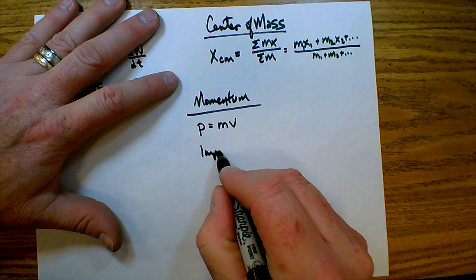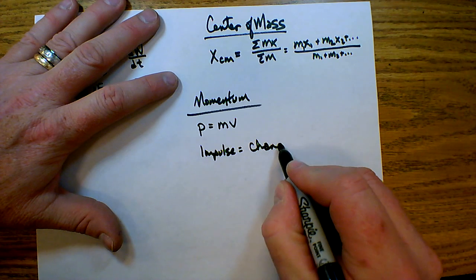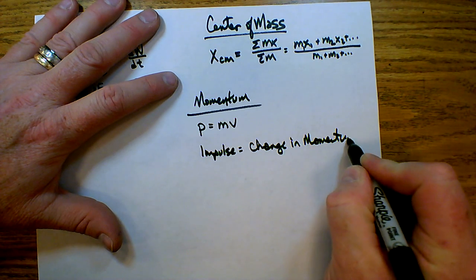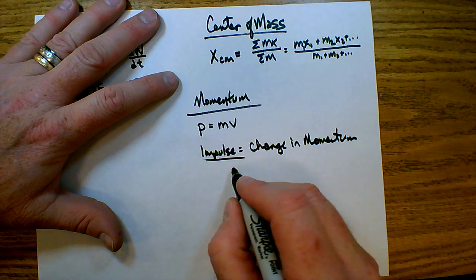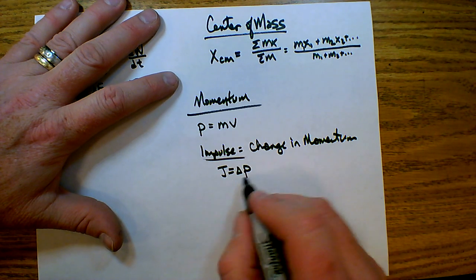Impulse is a fancy word for the change in momentum. So the change in momentum is the impulse. The symbol we use there is J, so J equals delta p. That's the change in momentum.